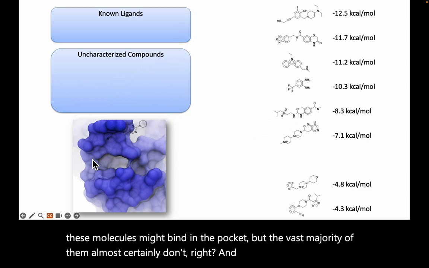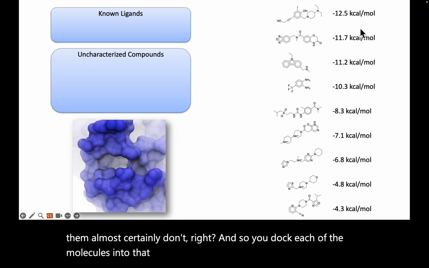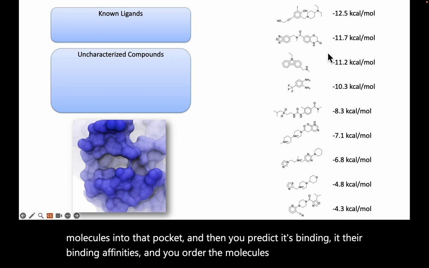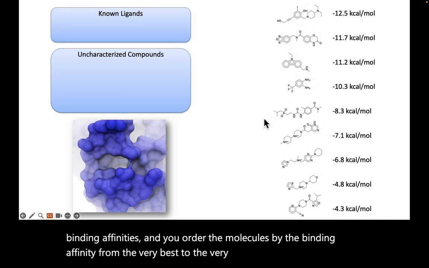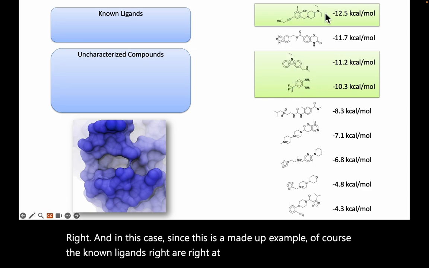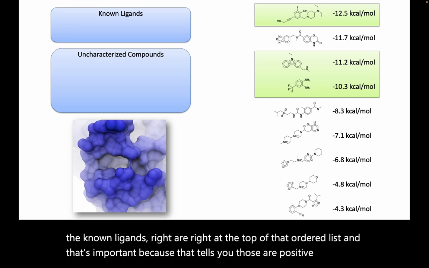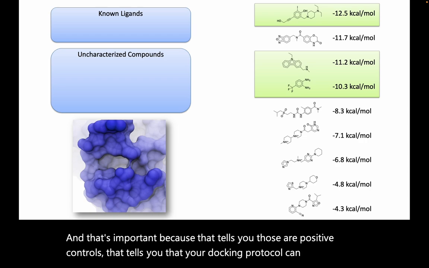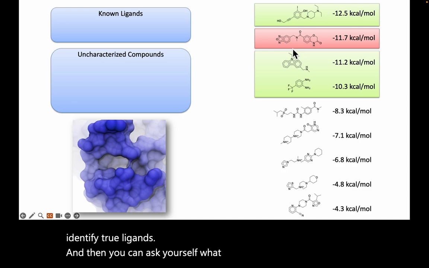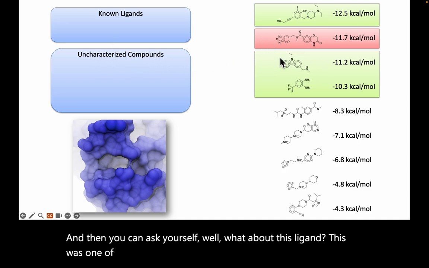And so you dock each of the molecules into that pocket, and then you predict their binding affinities, and you order the molecules by the binding affinity from the very best to the very worst, right? And in this case, since this is a made-up example, of course, the known ligands, right, are right at the top of that ordered list. And that's important because those are positive controls, that tells you that your docking protocol can effectively identify true ligands. And then you can ask yourself, well, what about this ligand? This was one of the uncharacterized compounds. We don't know for sure that it binds to this protein, right?